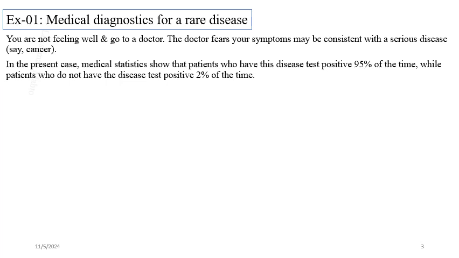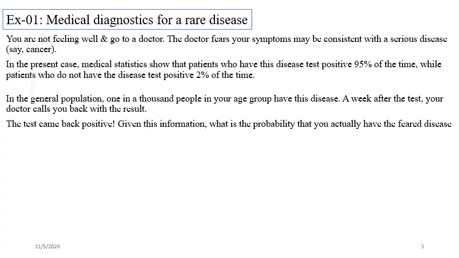While patients who do not have the disease test positive 2% of the time. What is this? A false positive. It is giving a positive result for cancer, but it is false. Every test is not 100% accurate. A medical test is not 100% accurate. So in the general population, 1 in 1,000 people in your age group has this disease. The probability of having that disease is given, 1 by 1,000.